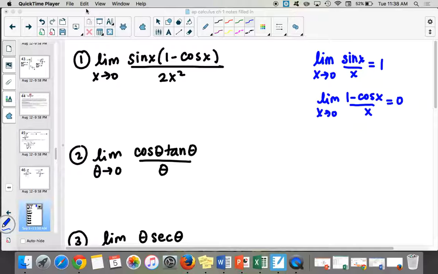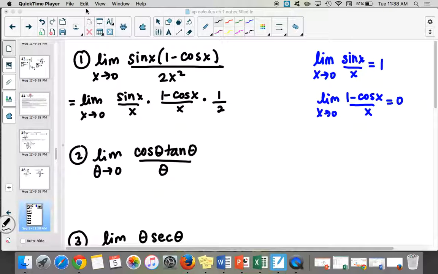On number 1, we have sine of x times 1 minus cosine of x over 2x squared. With limits, we can break them apart. This is the same as the limit as x goes to 0 of sine of x over x and 1 minus cosine of x over x. And then I just have an additional 1 over 2, right? So I'm breaking it apart.